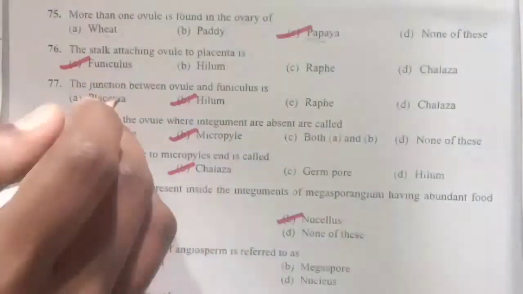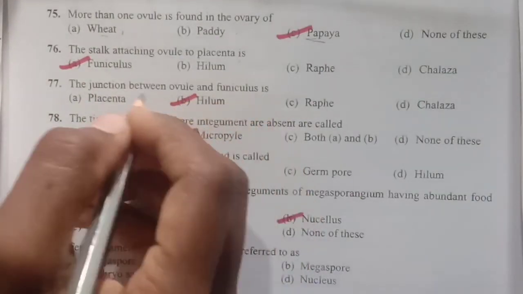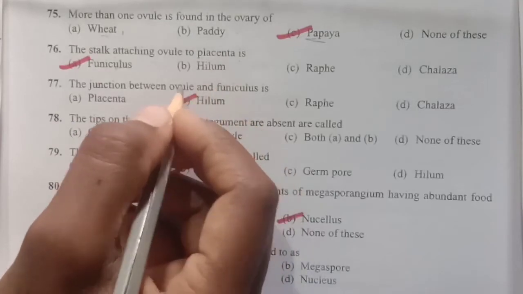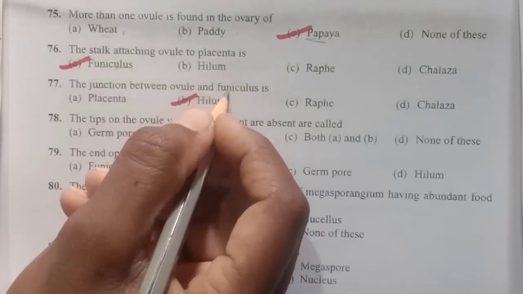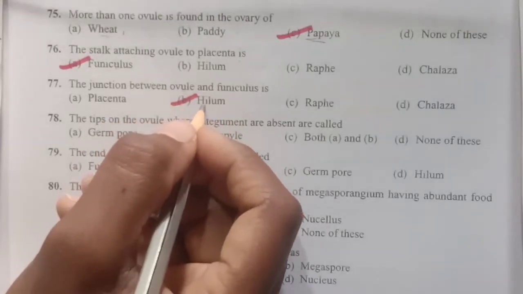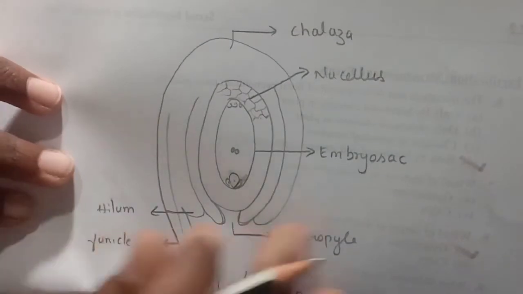And next question, the junction between the ovule and funiculus is. It is the region where the stalk of the ovule is attached to the body of the ovule, that is called the hilum. See, in this diagram you can see.